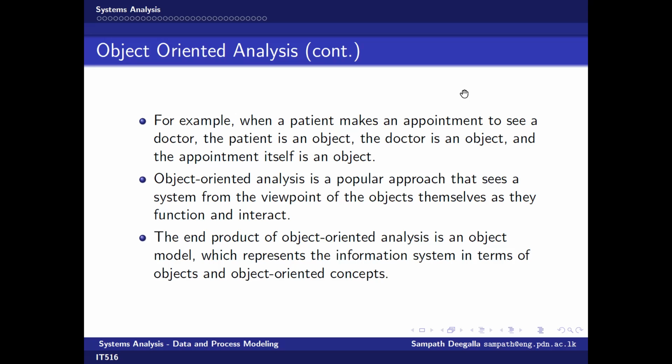So you can see it as a set of objects that interact by sending and receiving messages. Now, in object-oriented analysis, you will get what we call an object model, and it represents information systems using objects as well as object-oriented concepts. So today we are going to look at some of these concepts in detail.